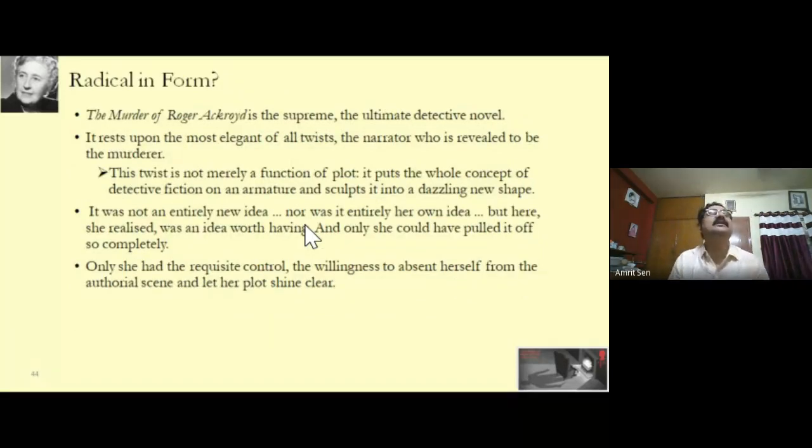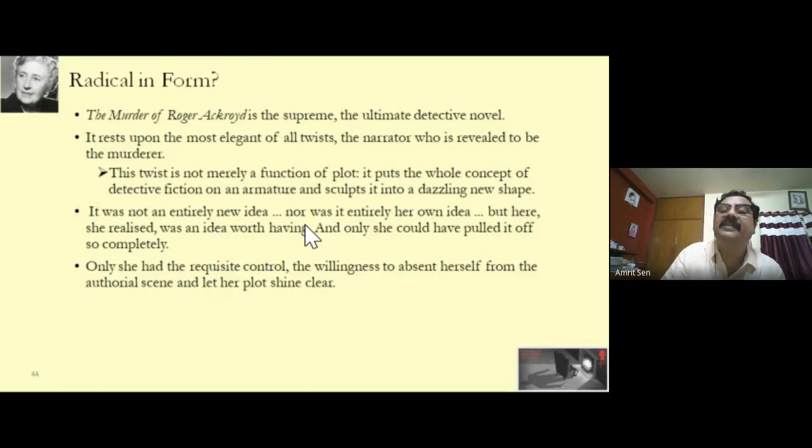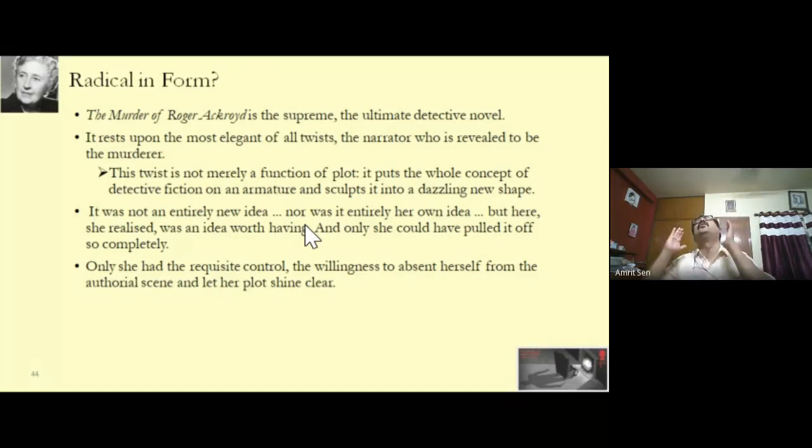Why is it radical in form? It's the supreme ultimate detective novel because it rests upon the most elegant of all twists, the narrator who is revealed to be the murderer. It is not a mere function of plot. It puts the whole concept of detective fiction on an armature and sculpts it into a dazzling new shape. So it is one of those Christie novels which make a pioneering departure.